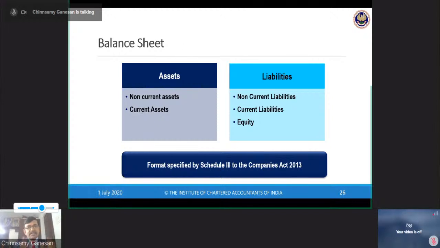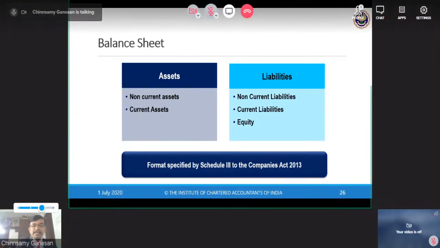It only says that these items should appear on the face of this. That is what it gives, general guidelines. The exact format is not prescribed by Ind AS 1. This is coming as per Schedule 3. So, Ind AS 1, whether it has given a format? No specific format. But the format is actually coming from Schedule 3.